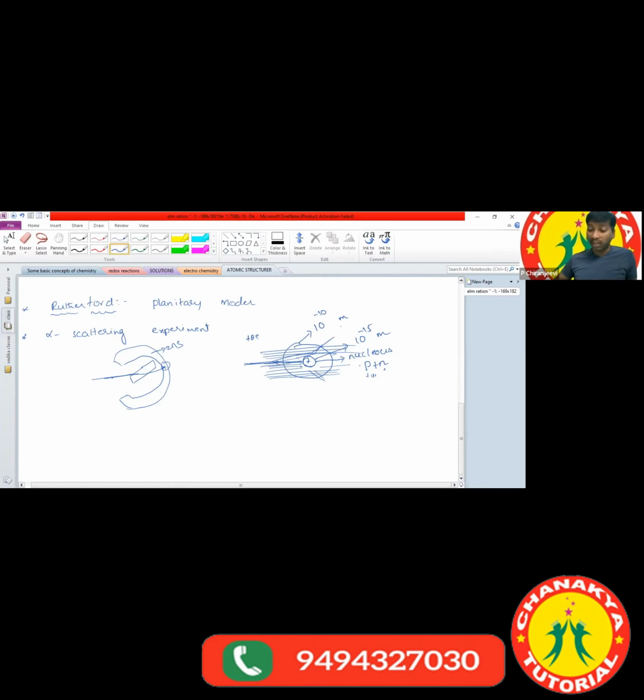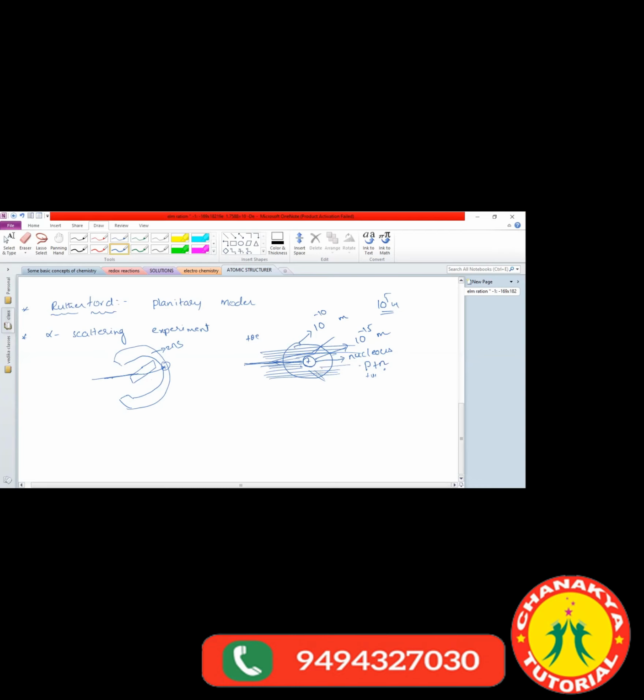So how much difference is there between the atomic size and nuclear size? What is the ratio of atomic radius and nucleus radius? I think you will get 10 power 5. Yes, sir. You will get 10 power 5 as the ratio value. That means the radius difference between the nucleus and atom is 10 power 5. Got it?